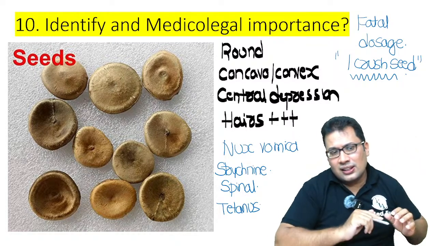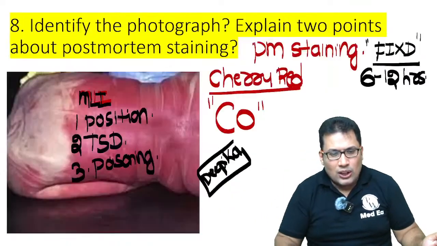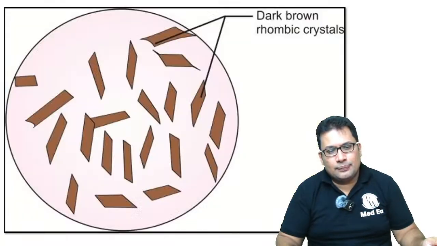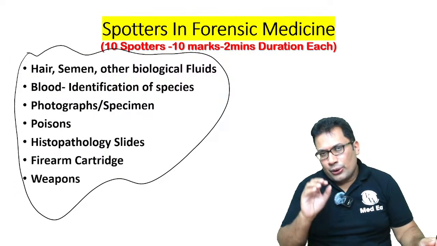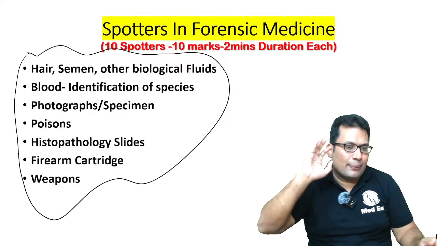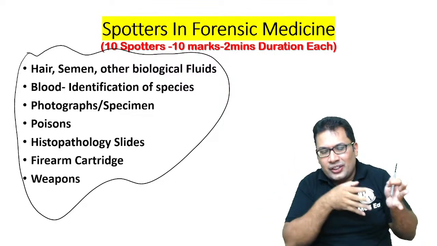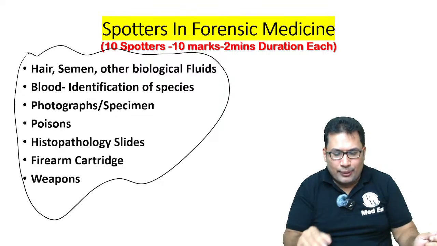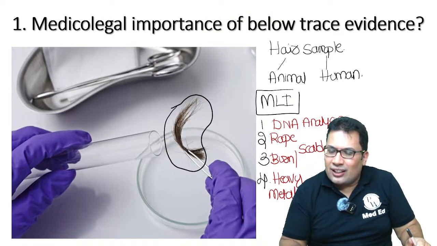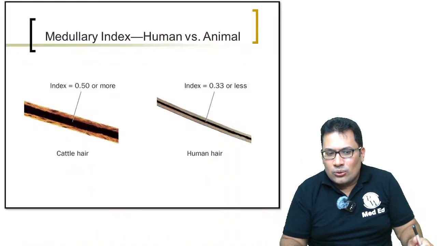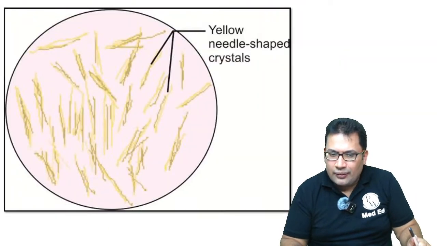Okay, so this is about the 10 important spotters we discussed today. I'll repeat again what important spotters can be asked in your exam. The question can be from hair sample, seminal sample, other biological fluid, blood, photograph, poisons, histopathology, firearm cartridge and weapons. So the first spotter we discussed today is the hair, and its medico-legal importance. And we discussed about blood stain and the seminal stain.